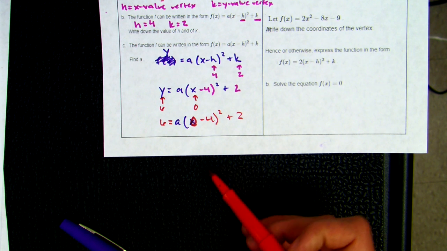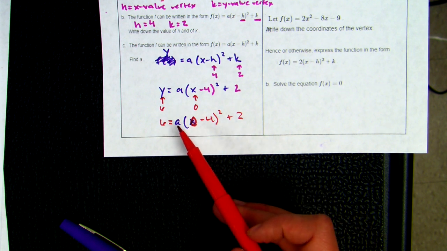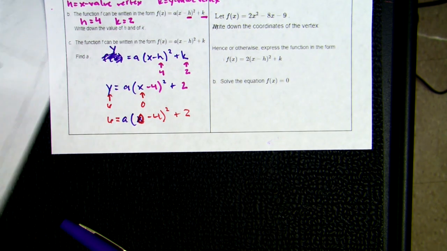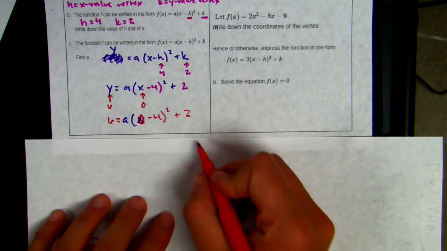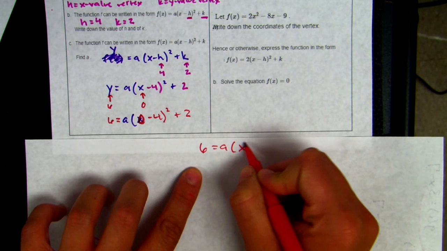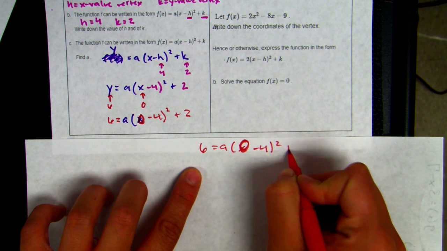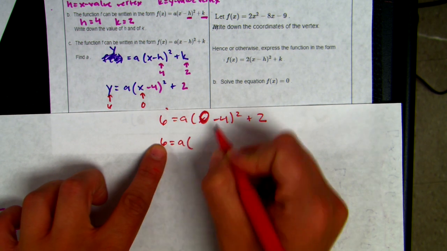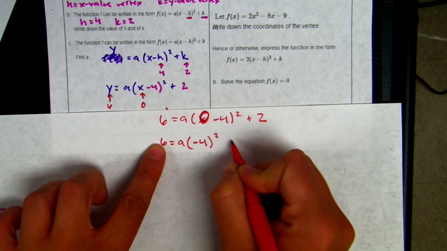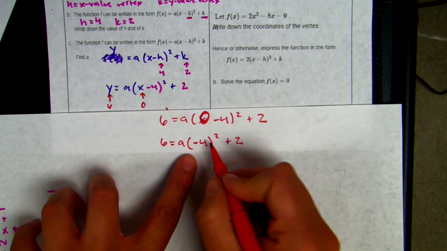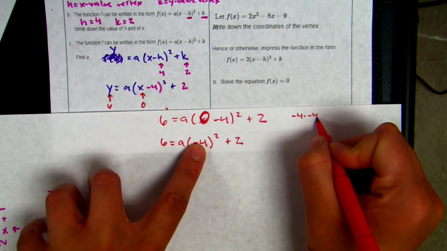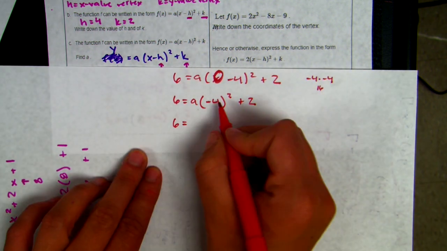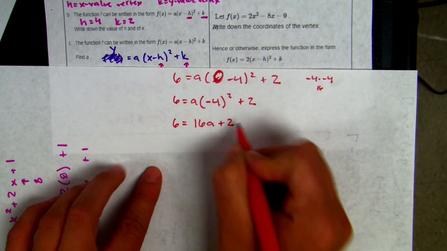Okay, now that we should be able to solve because the only thing that I don't know the value of now is a. So I'm going to solve that on my little blank sheet of paper here because I didn't quite give you enough room. Okay, so I've got 6 is equal to a(0 minus 4) squared plus 2. Okay, so let's do what we know in parentheses first. 0 minus 4 is going to give me negative 4 squared plus 2. Negative 4 squared really means negative 4 times negative 4. A negative times a negative is going to give me a positive. So this will be 6 is equal to 16a plus 2.